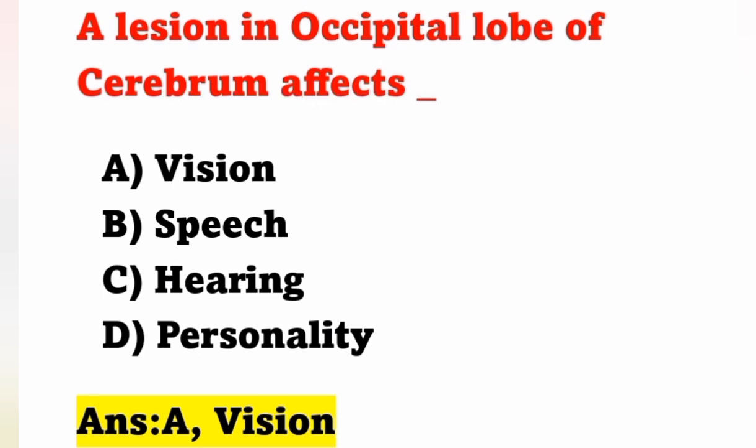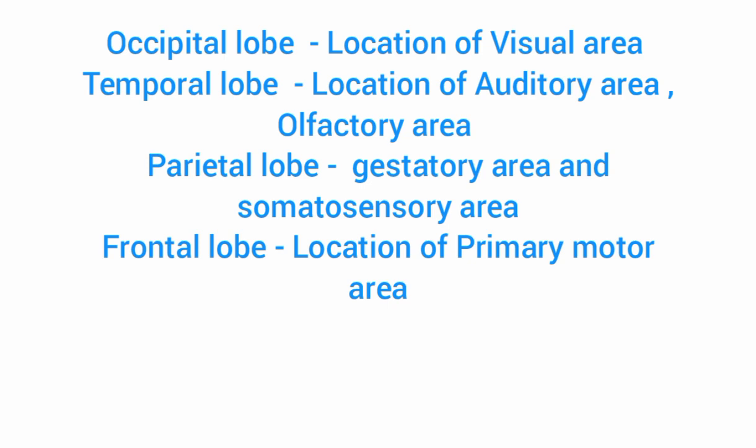We can see the location of different areas in the brain. So here first is the visual area, which is located at the occipital lobe. That is our question. Lesion of the occipital lobe leads to visual changes. And the next, the location of the auditory area and also the olfactory area is at the temporal lobe. The gustatory area and somatosensory area are located at the parietal lobe, and the location of the primary motor area is at the frontal lobe. So the occipital lobe, location of visual area; temporal lobe, location of auditory and olfactory area; parietal lobe, location of gustatory area and also somatosensory area; and frontal lobe, location of primary motor area.